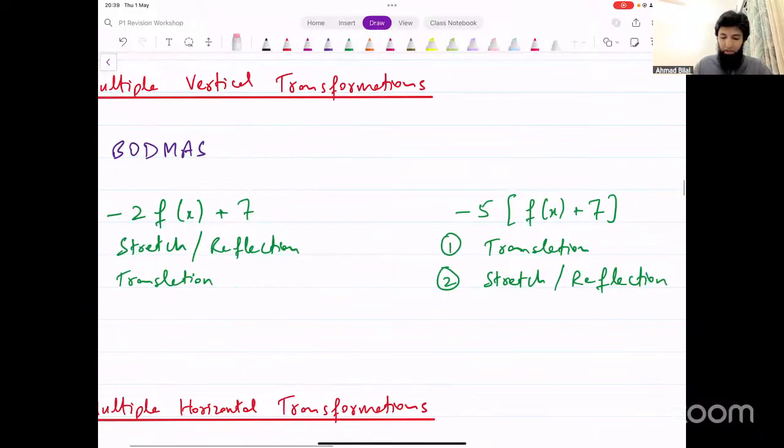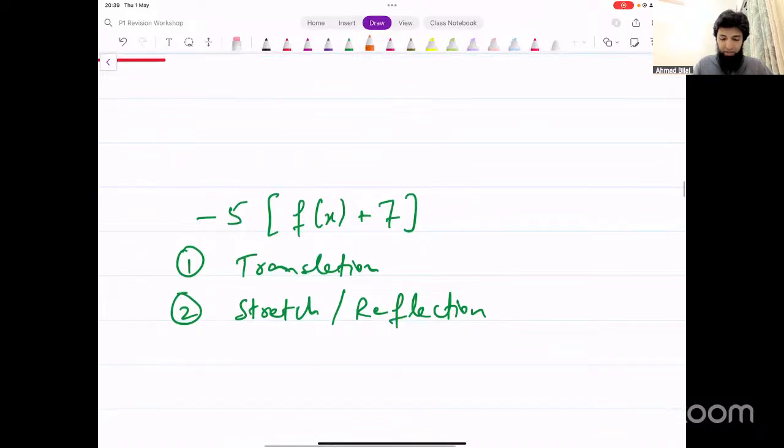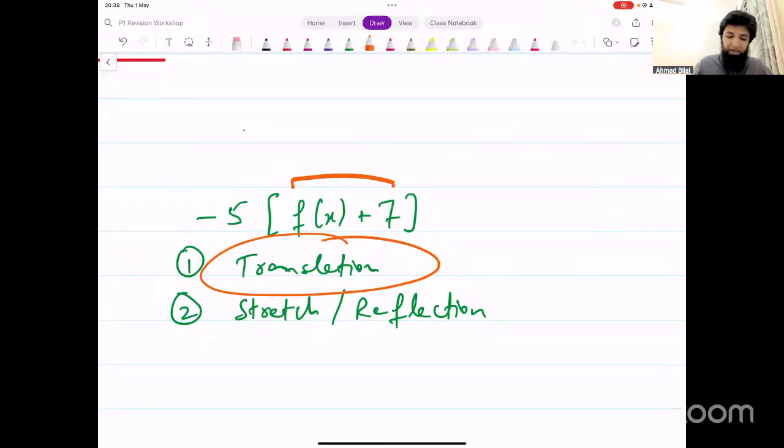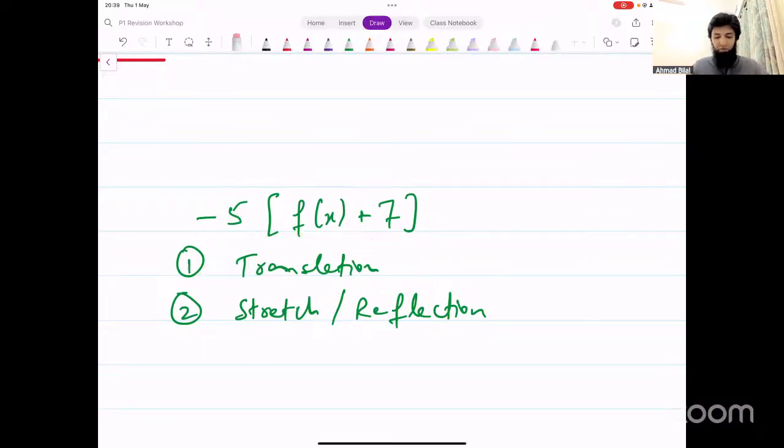For an expression like this, these are again vertical transformations, but now you have an extra bracket. When you have this extra bracket, what does BODMAS say? BODMAS says that you would be doing plus 7 first. This will be evaluated first. So you do translation first, and then you do the stretch after that. So in vertical transformations, you just follow BODMAS.